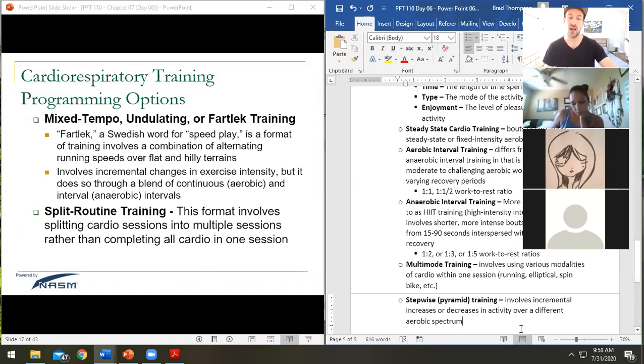So let's say you get on a treadmill and you set it to, I don't know, let's say 5 miles an hour, right? That's relatively maybe just a slow jog. And so every minute on the minute, you are going to raise the incline by 1. And so it's just like, boop, boop, boop, boop. That is stepwise training.